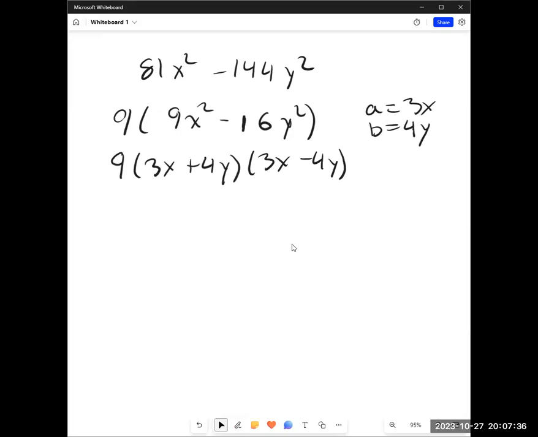That's a very important factoring technique. Watch out for those sums of squares that are prime and can't be factored. All right, next video we'll come back and talk about how to factor a sum or difference of cubes.